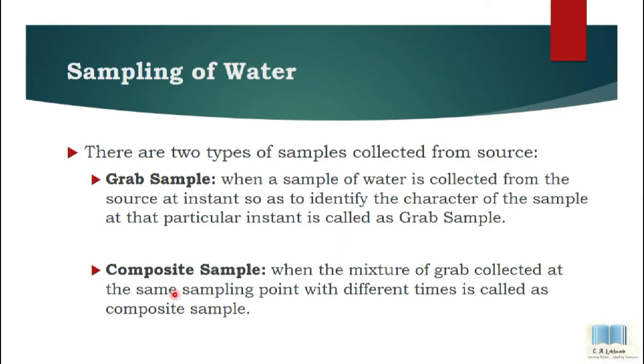And the second is the composite sample. When a mixture of grab samples collected at the same sampling point at different times, it is called a composite sample. Means for this, grab samples from the source at different times are collected, and that sample is called a composite sample. In this, contents are mixed and then an average sample is taken for examination. So these are the two samples collected from the source, that is the grab sample and the composite sample.